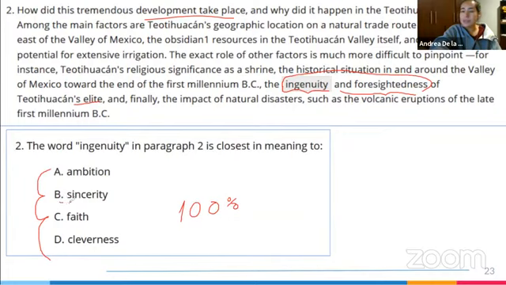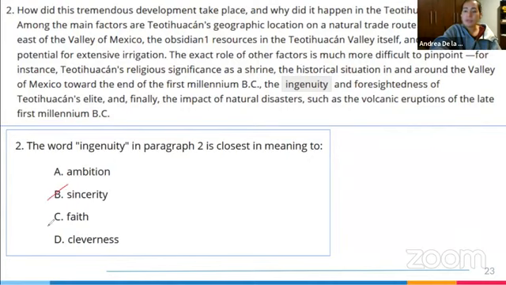Do you think that the sincerity of the elite could be a good factor related to the foresightedness? I'm not totally sure. If I'm honest with you guys, I would delete options B and C because I don't think they are strong factors that could lead to the development of Teotihuacan, comparing them to the other ones that were mentioned, right? I think it could be the ambition of the Teotihuacan elite or the cleverness of the Teotihuacan elite. What do you think?